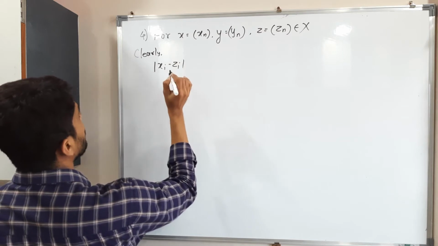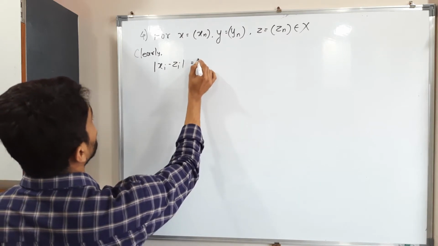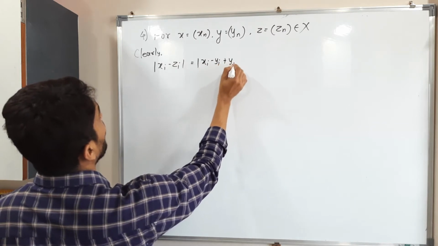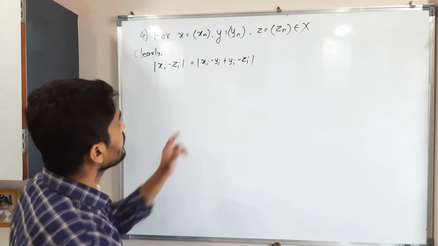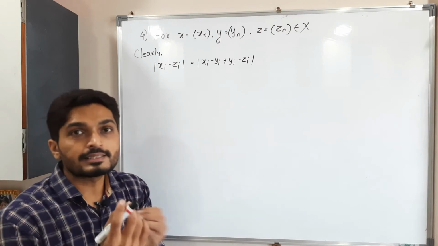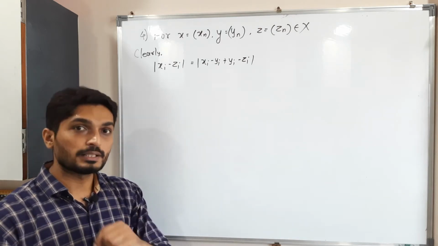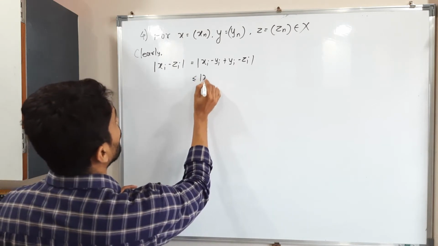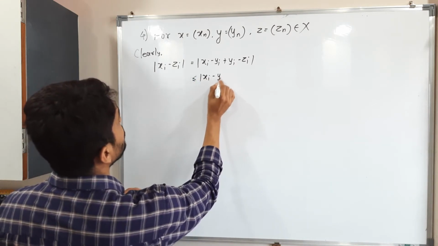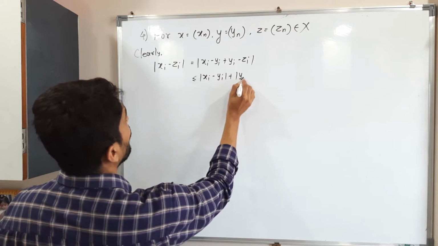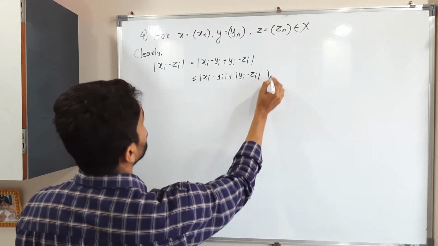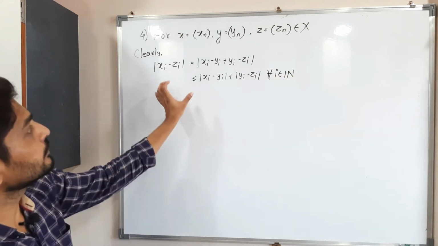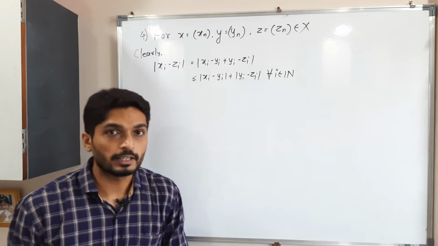One thing I am going to write: clearly we can write |xi − zi| is equal to |xi − yi + yi − zi|. You're getting my point? I'm simply adjusting one term, that means plus yi minus yi. If you take separate mods, we will have less than or equal to |xi − yi| + |yi − zi|, and this is true for all i. If you take separate mods, the value will increase.